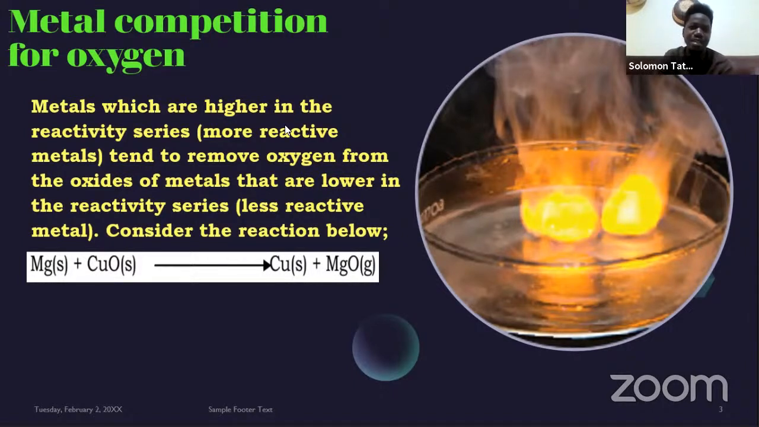Any questions so far? Is there something you don't understand that I can repeat, or if you have a question? This here is an example of a metal reacting with oxygen.